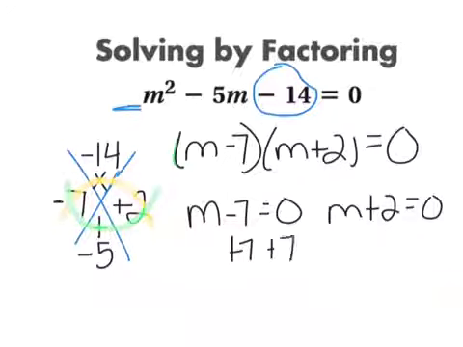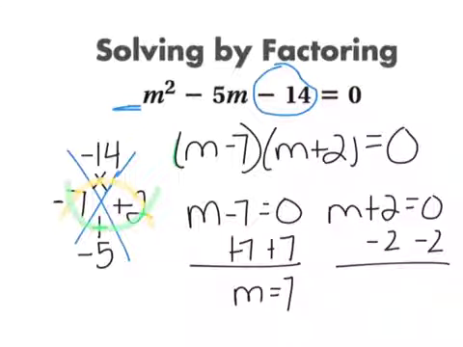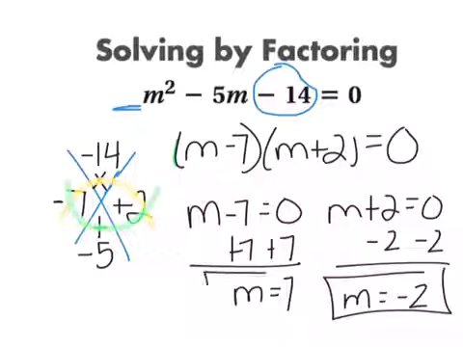So here I add 7 to both sides, and I found that one of my intercepts is 7, so that's a solution. And the other solution is m equals negative 2. So the two spots where this would cross the x-axis are at 7 and negative 2.